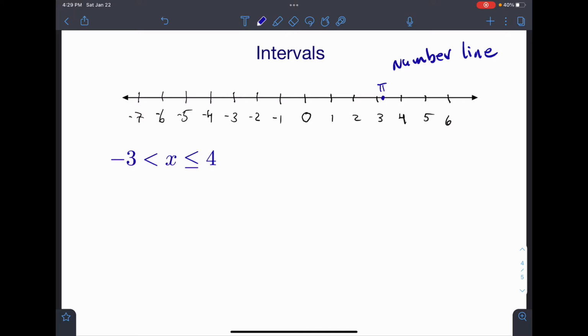And we can use it to talk about intervals. So down here, I have an example of an interval. This is interval notation. And when we read it, it reads -3 is less than x, which is less than or equal to 4. So a couple of things here. This symbol here represents less than, and this symbol here is less than and equal to.